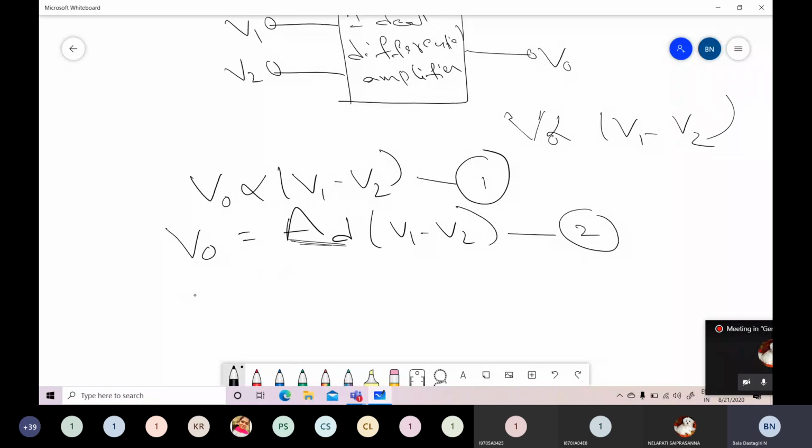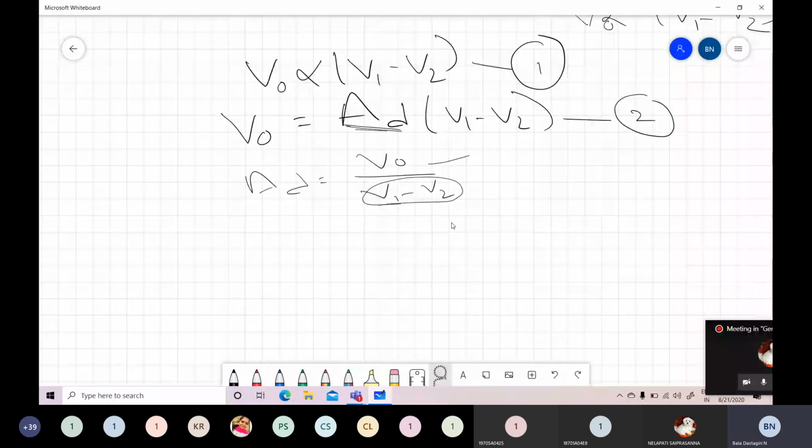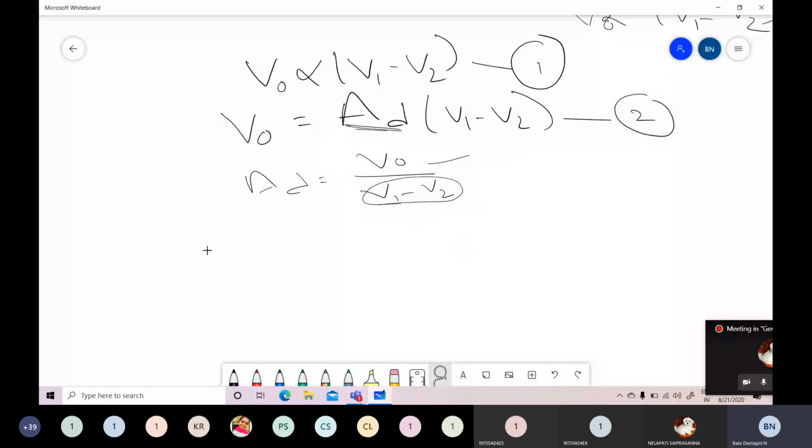So what you can write is AD is equal to V0 by V1 minus V2. From this, V0 is the output voltage and V1 minus V2 is the input voltage difference. So from this, what you can say is AD becomes the voltage gain here. So from this equation 2 here, what you can write?